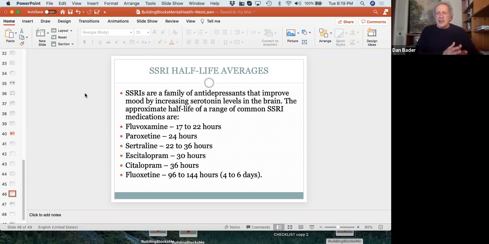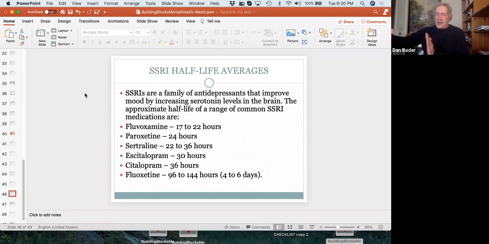So these are SSRI half-life averages. And again, as I said, the SSRIs are a family of antidepressants that improve mood. And this is what you would be told, by increasing serotonin levels in the brain, the approximate half-life of a range of common SSRI medications. I just took this from a psychiatrist, who of course is very pro antidepressant. But this is important to note, because the half-life is how long it takes for half of the drug to get out of your system. 50% of the drug is now out of your system. So once you cross that point, at some point after that, you're going to start to have the withdrawal symptoms.